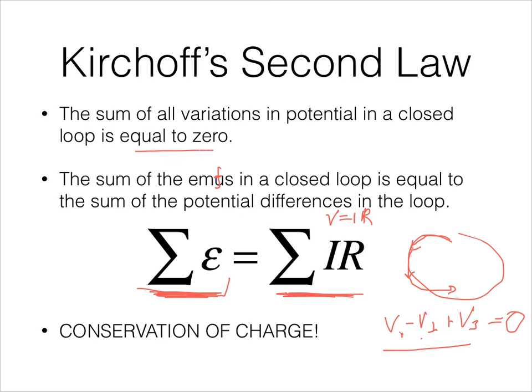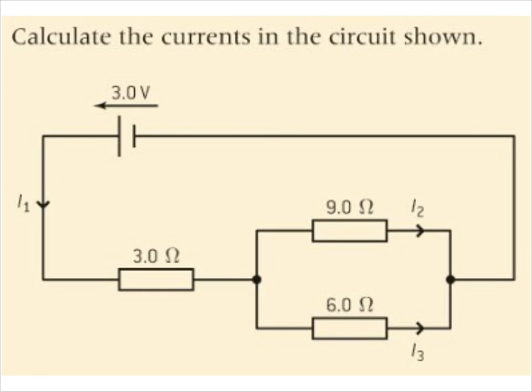That's kind of this one right here. The sum of all the variations in a closed loop should be 0. I'm using negative for potentials lost and positive for potentials gained. Again, this is just conservation of charge, conservation of energy. It's got to remain constant. You can't lose anything. Okay, let's go on to the next slide and demonstrate this for you.